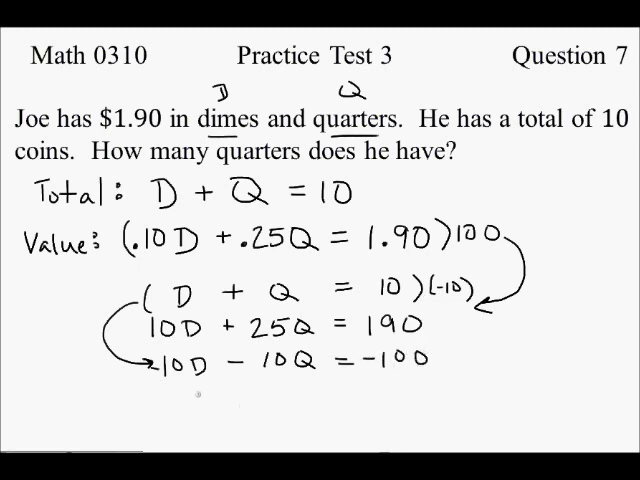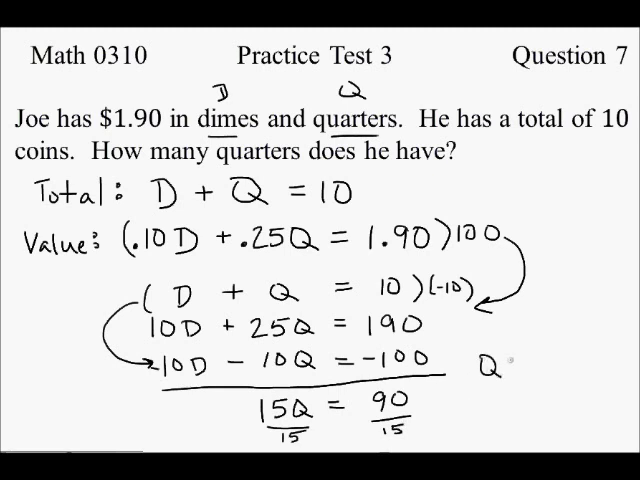And then when we add those together, 10d minus 10d is nothing, no d's. 25q minus 10q gives us 15q, equals 190 minus 100, so that's 90. And then when we divide by 15 on both sides, we get that q equals 90 divided by 15, which is 6. The question is asking how many quarters he has, and we've already found q equals 6, so that should be our answer: the number of quarters is 6, and that is answer choice B.